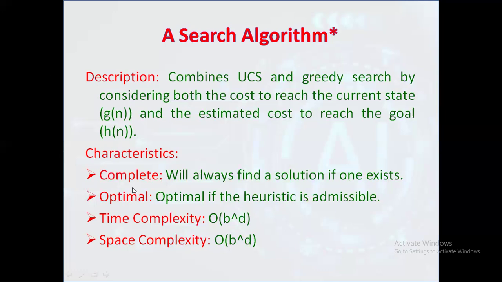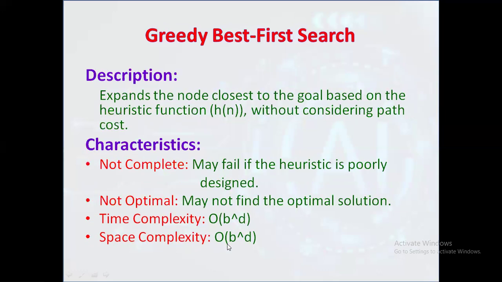Coming to the characteristics of A star, it is complete and optimal when the heuristic is admissible, meaning it never overestimates the true cost. However, like UCS, A star has high space complexity because it stores all nodes at a given depth level, making it less efficient for large spaces. So this is the first type.